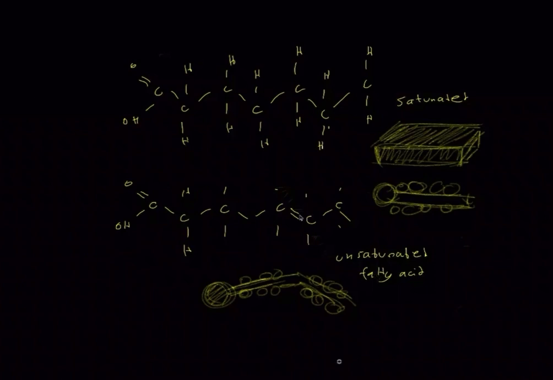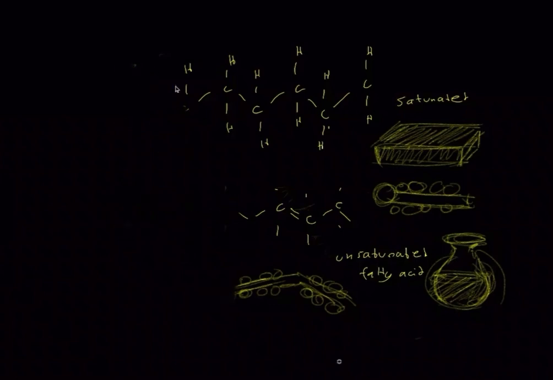Unsaturated fatty acids now have this space, and at room temperature this becomes liquid. So when we look at something like vegetable oil, unsaturated fatty acids, like olive oil for example, cannot actually stick together, and therefore these will become liquid at room temperature. That's fats.